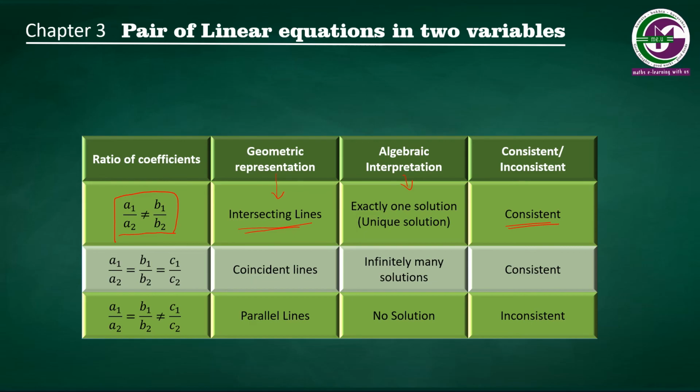And the second one, a1 by a2 equals b1 by b2 equals c1 by c2. In this case, the geometrical meaning is the graph will be coincident lines, and algebraically there will be infinitely many solutions, and it is consistent because there is a solution. Now the next case is a1 by a2 equal to b1 by b2 not equal to c1 by c2. The geometric representation is parallel lines, and regarding the solution, there is no solution, and since there is no solution, it is inconsistent.